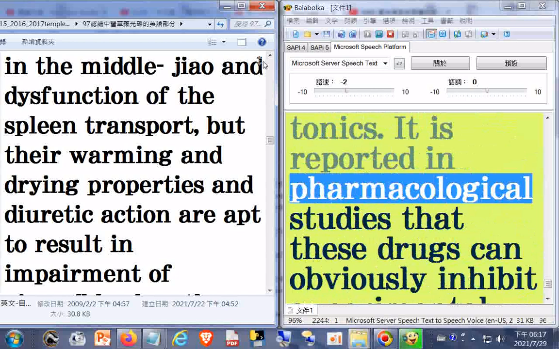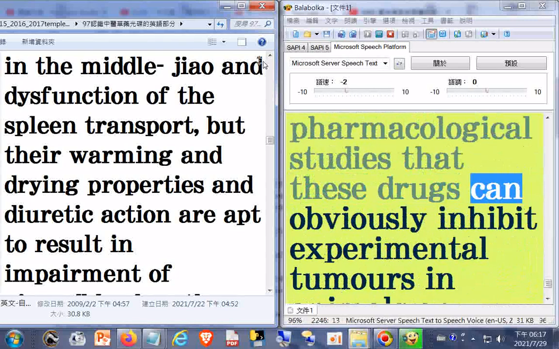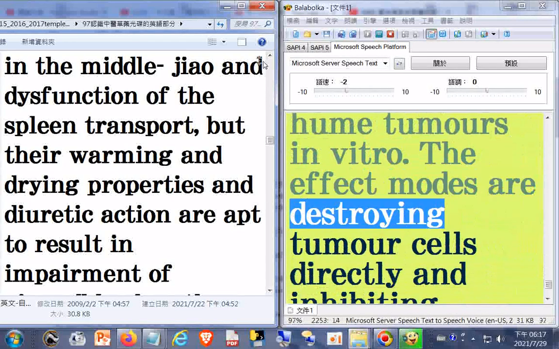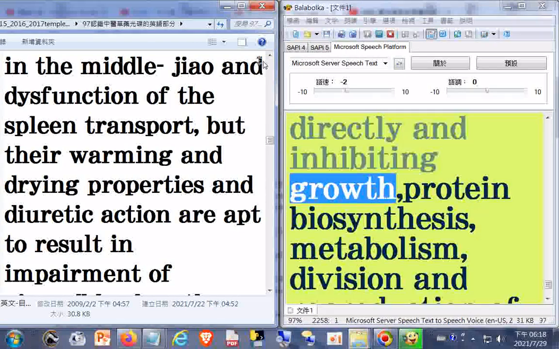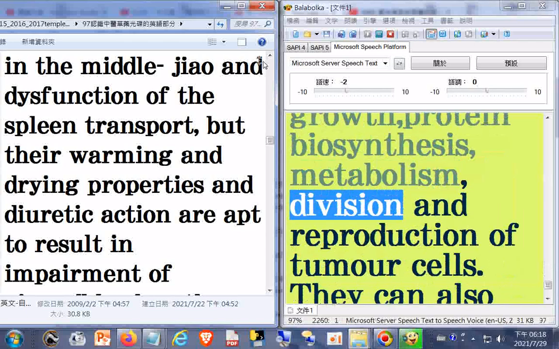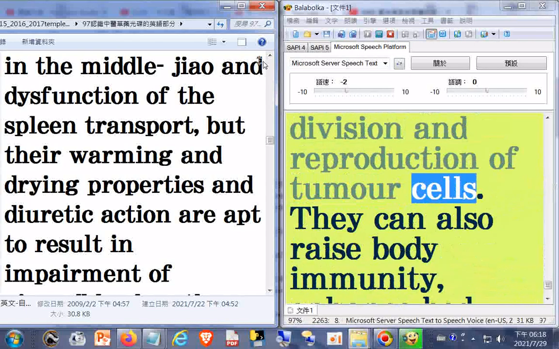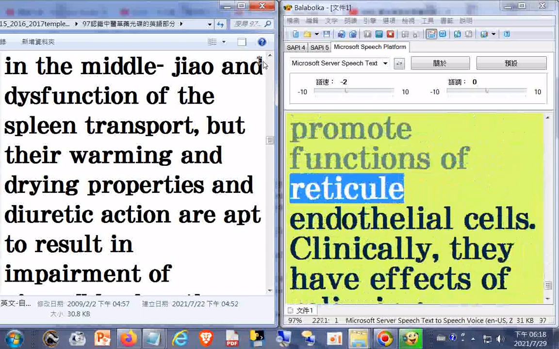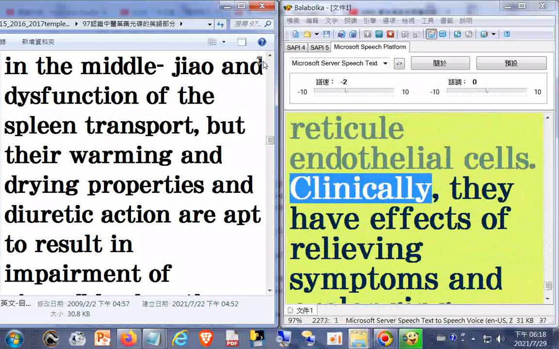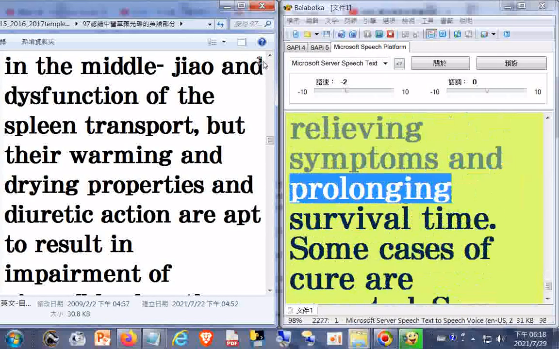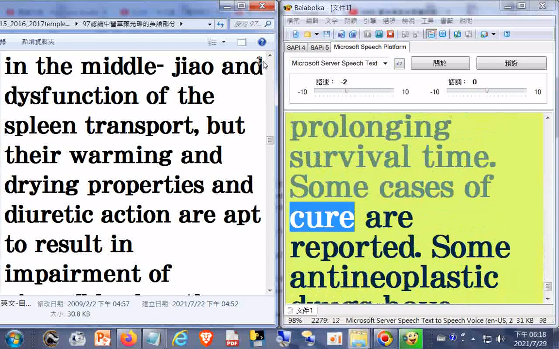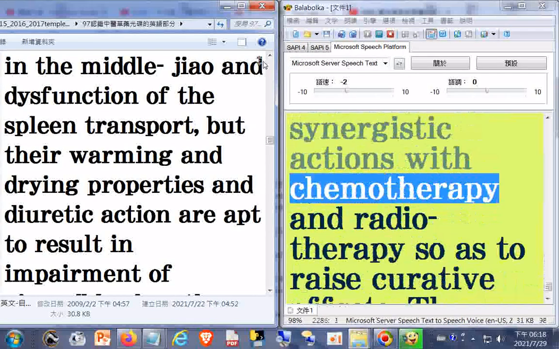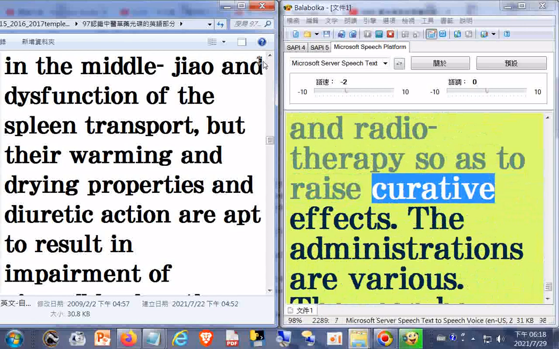It is reported in pharmacological studies that these drugs can obviously inhibit experimental tumors in animals or human tumors in vitro. The effect modes are destroying tumor cells directly and inhibiting growth, protein biosynthesis, metabolism, division, and reproduction of tumor cells. They can also raise body immunity, enhance body metabolism, and promote functions of reticuloendothelial cells. Clinically, they have effects of relieving symptoms and prolonging survival time. Some cases of cure are reported. Some antineoplastic drugs have synergistic actions with chemotherapy and radiotherapy so as to raise curative effects.